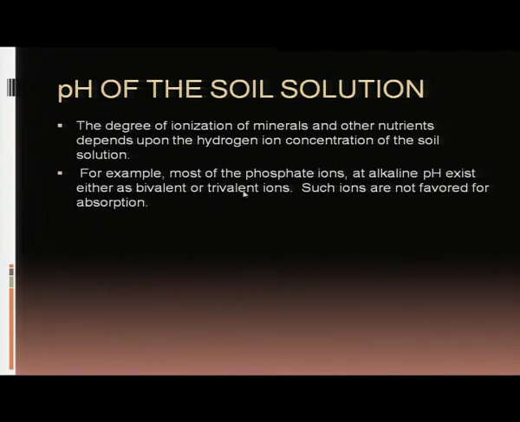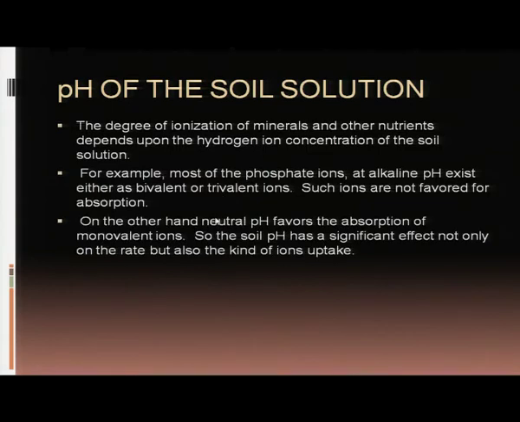Suppose the soil is alkaline, then the phosphate ions will be present in bivalent or trivalent forms, and these will not be easily absorbed. On the other hand, neutral pH favors the absorption of monovalent ions. So, when the pH is neutral, monovalent ions are easily absorbed. This shows that soil pH has a significant effect not only on the rate, but also the kinds of ions uptake.